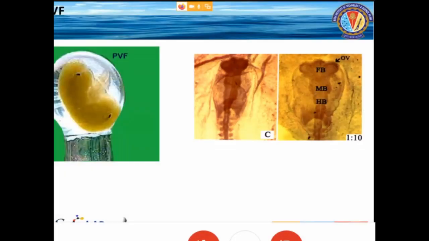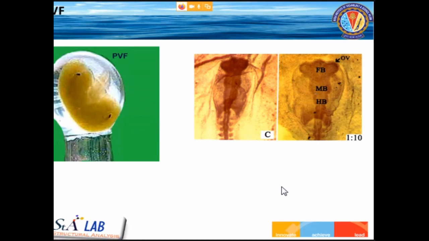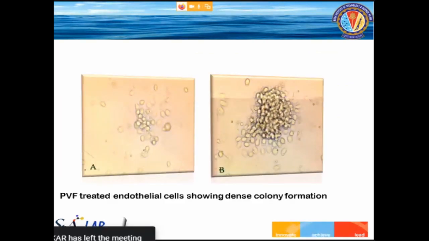I'm almost late, actually. So here is one work which has been done at the lab of Dr. Surendra Gaskarbi in ARI Pune, where you can see that the effect of PVF actually leads to the formation of myogenesis in chick embryo. So that leads us to understand that the PVF, or the perivitelline fluid, has a lot of proliferative activity as well. It's a rich source of proliferative activity. I will show you a second instance.